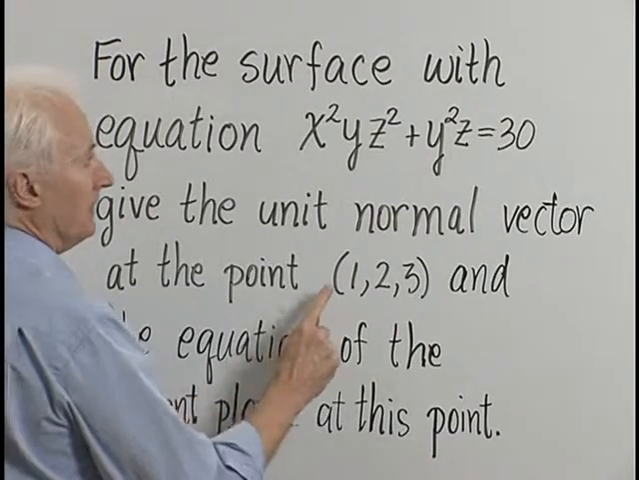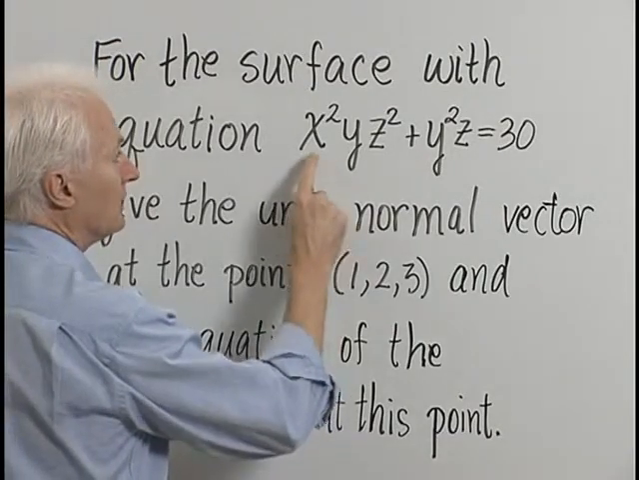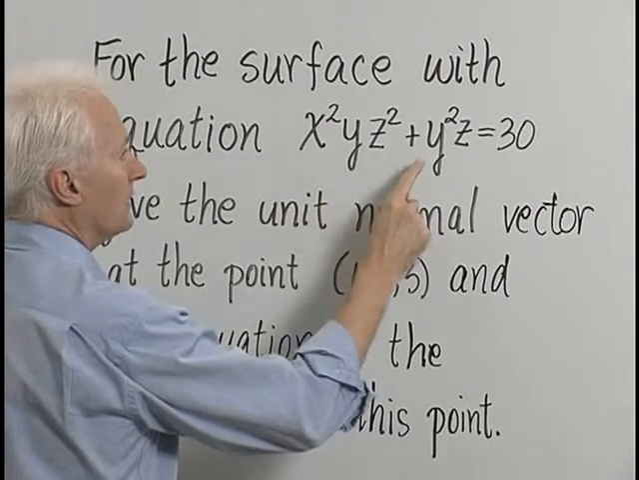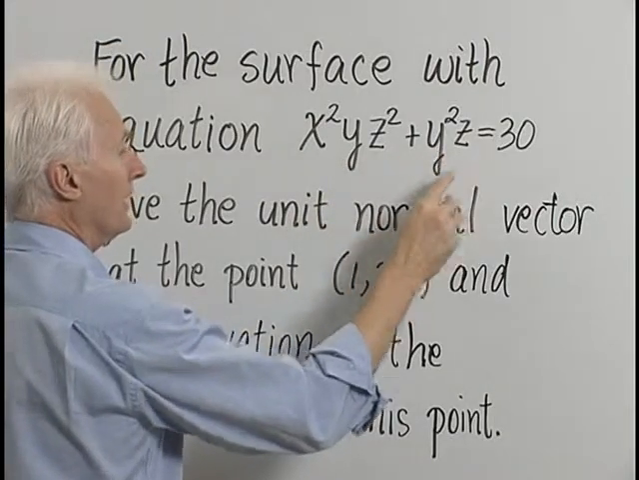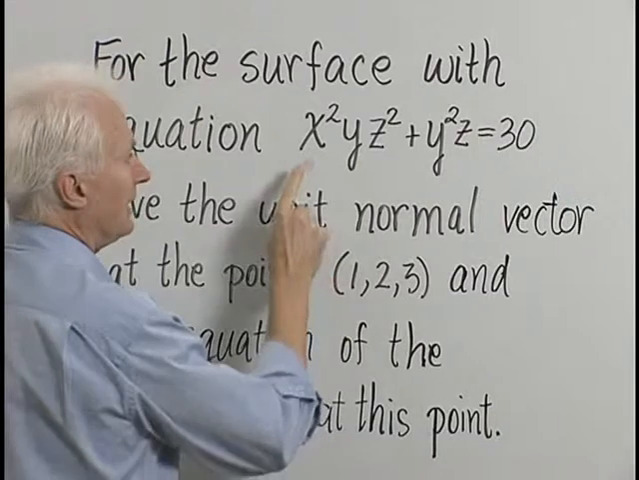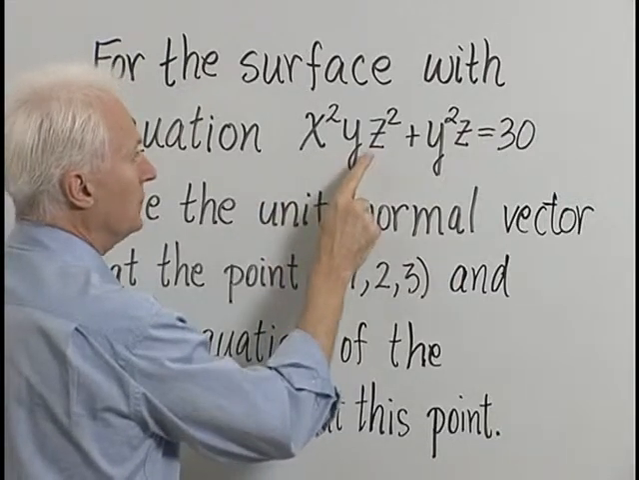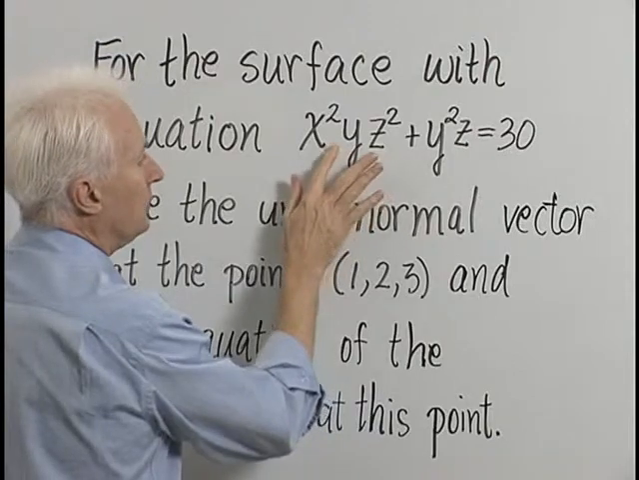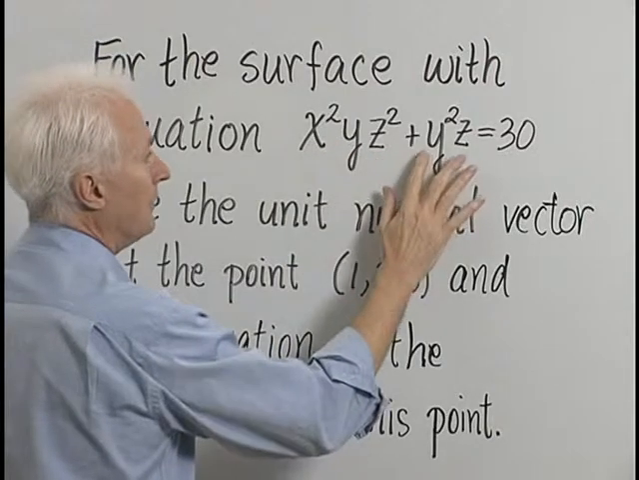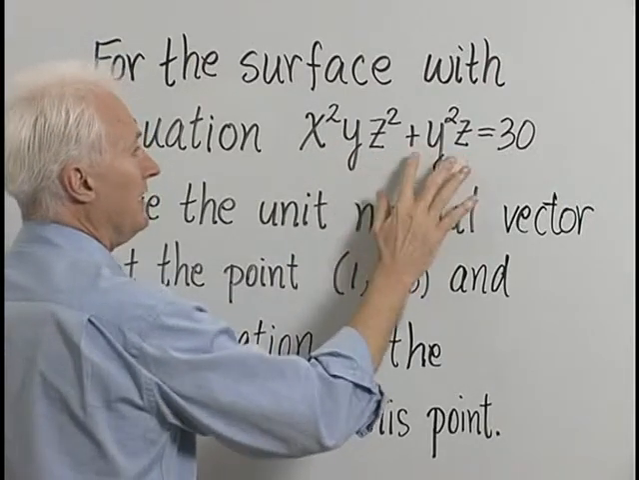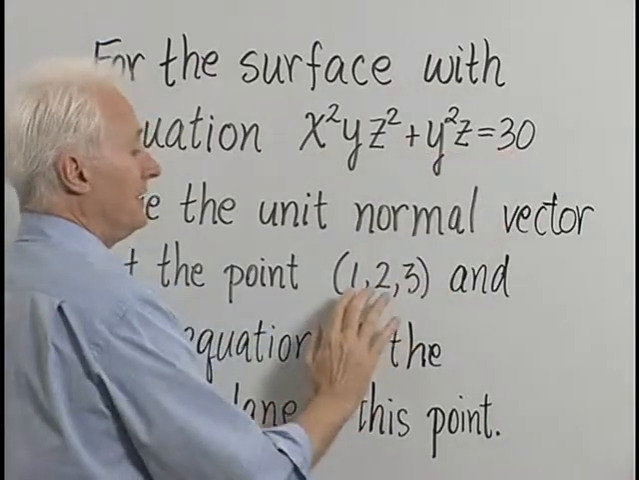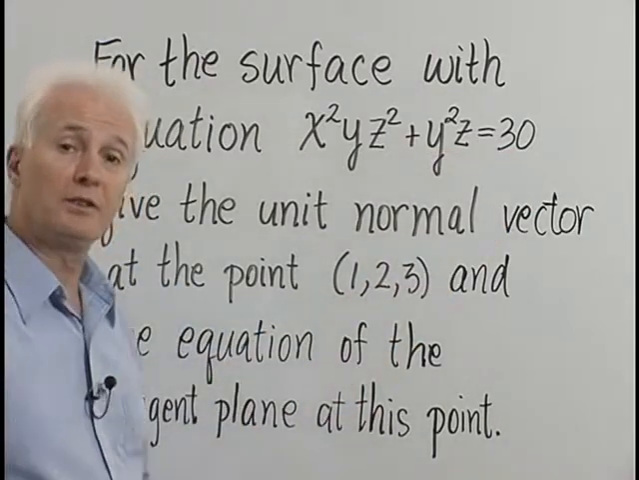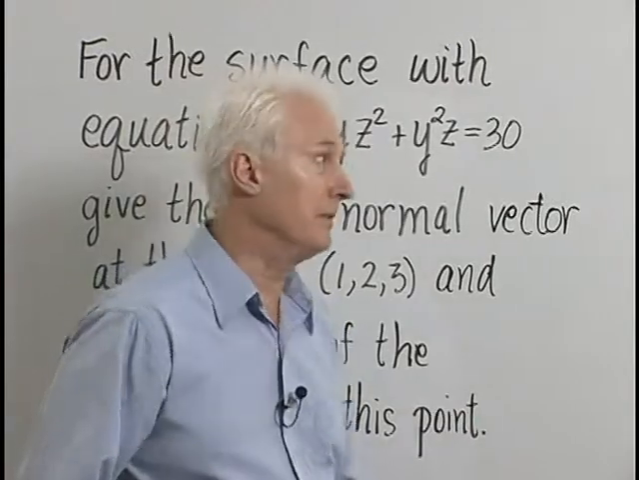You might notice that in the original equation x squared y z squared plus y squared z equals 30, if I substitute x equals 1, y equals 2, z equals 3, this is going to become 2 times 9, which is 18, plus 4 times 3, which is 12. 18 and 12 is 30. So this is indeed a point on the surface given by that equation.